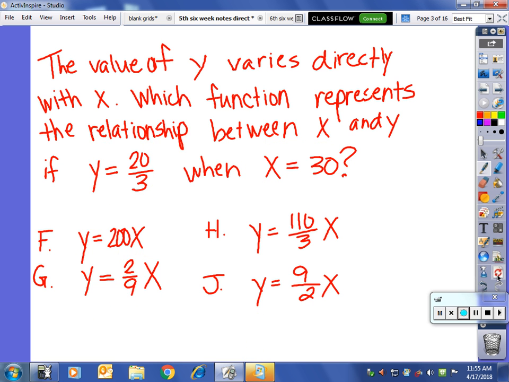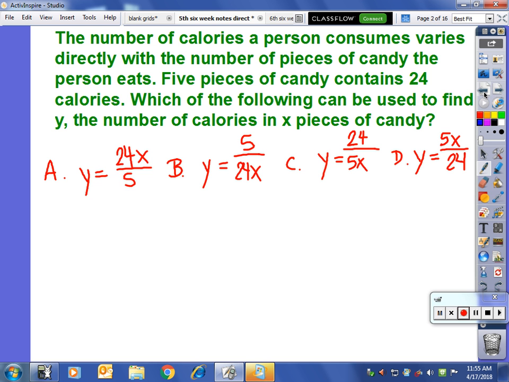So many ways to do it and check it. Here was another direct variation problem that was on the test several years ago. Please look at this and try it. Let me just tell you, when this was the actual test question, I would say about 40% of all the 8th graders across the state picked the same wrong answer.